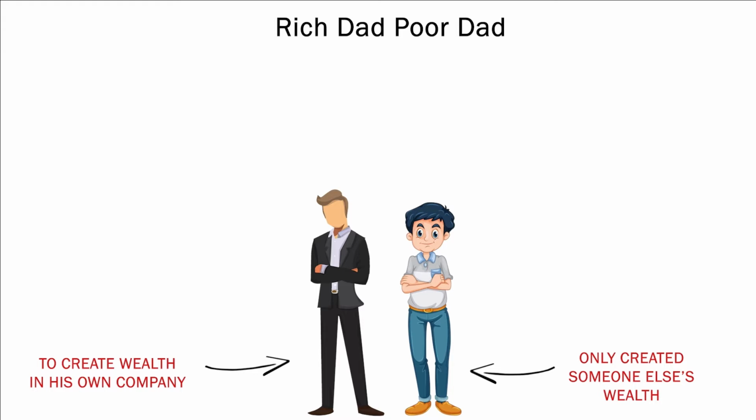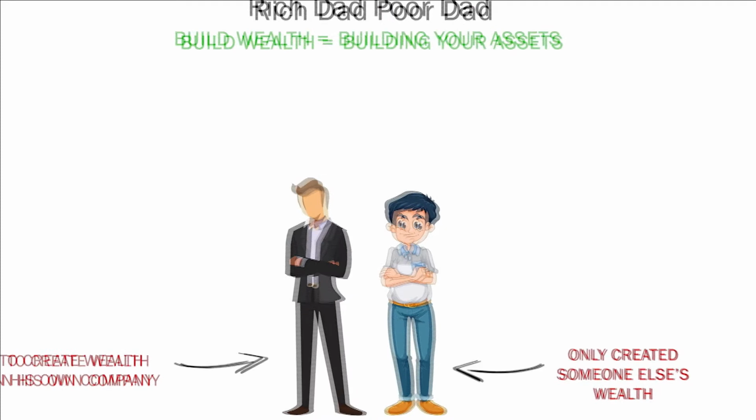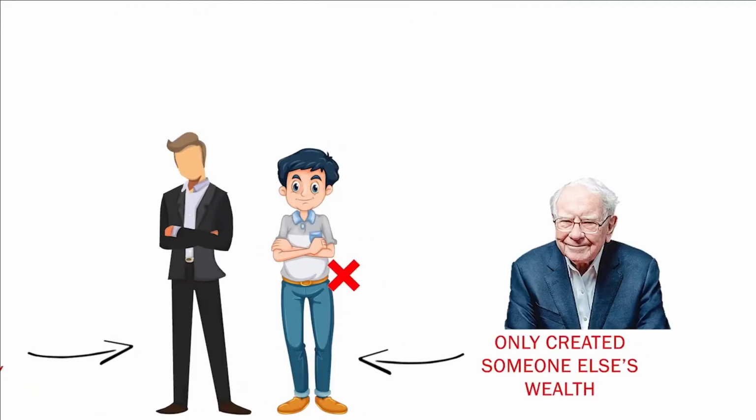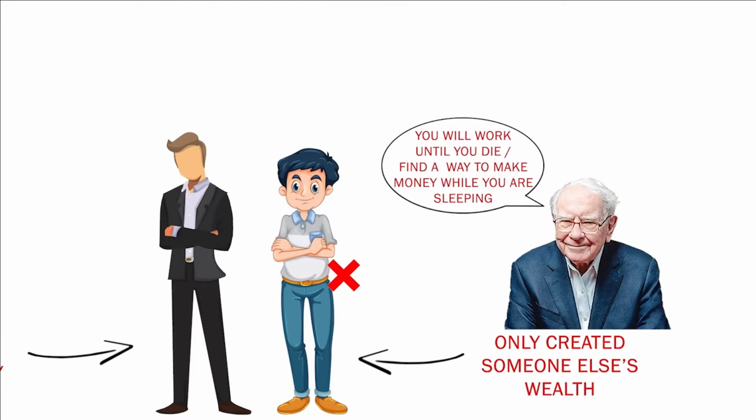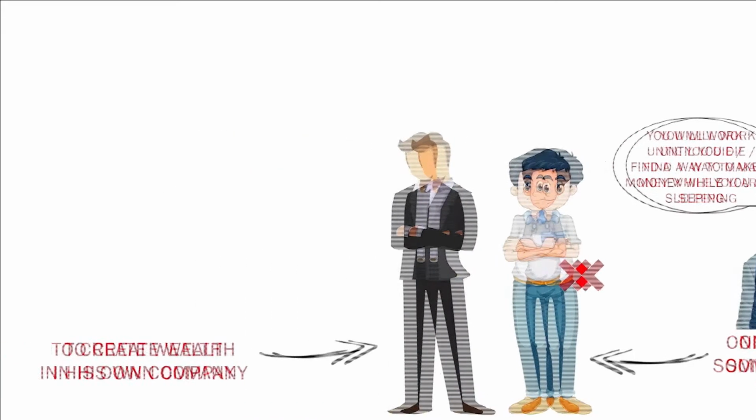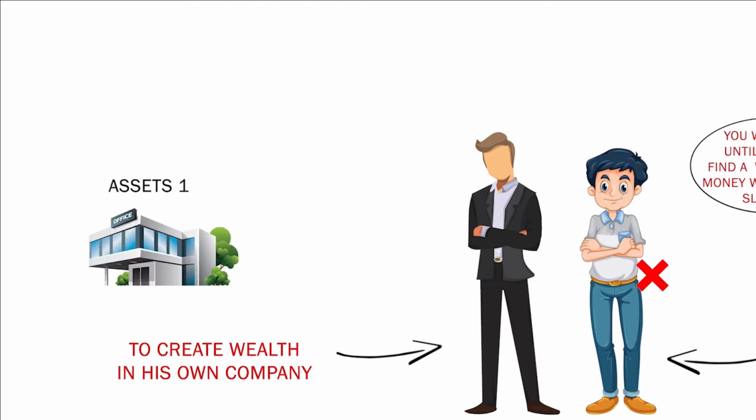What his rich dad was trying to say is that if you want to build wealth, you need to work on building your assets. Working for someone else will not make you rich. As Warren Buffett often says, you will work until you die if you don't find a way to make money while you're sleeping. If you can successfully create an asset that will generate positive cash flow, then you can now also start expanding your asset column.